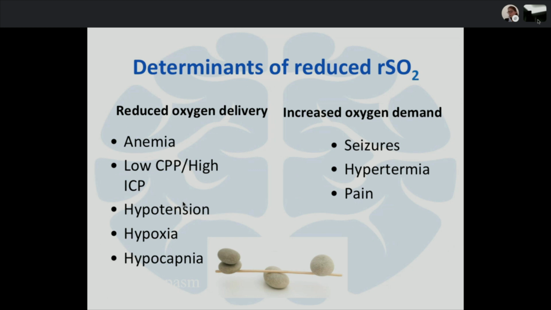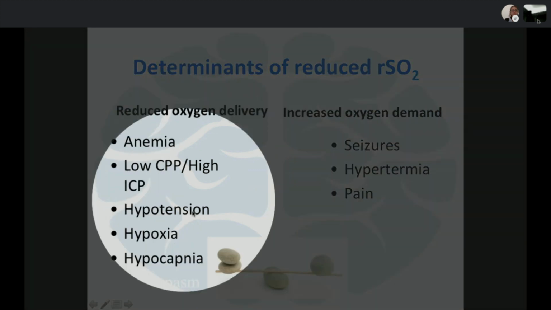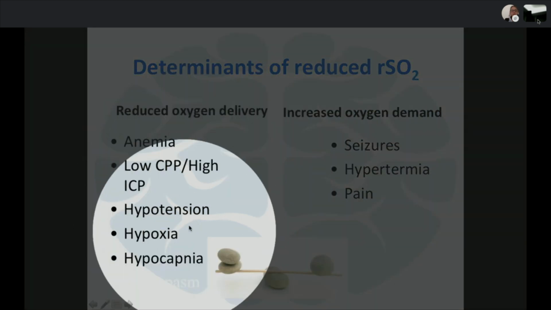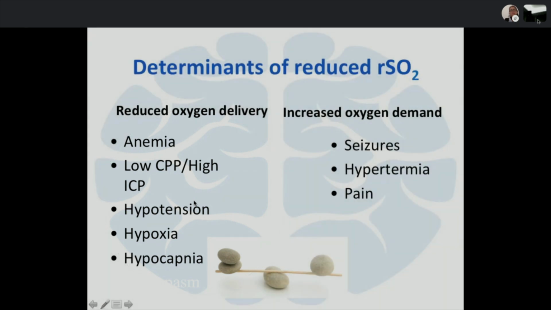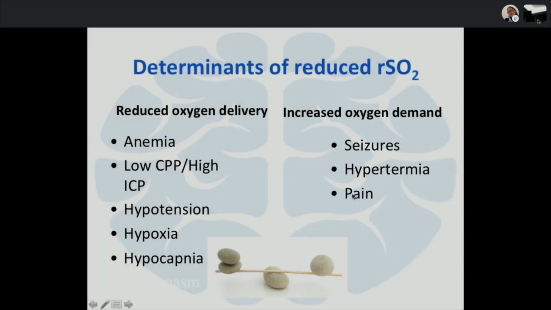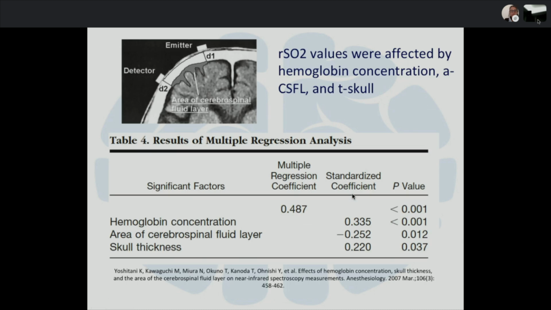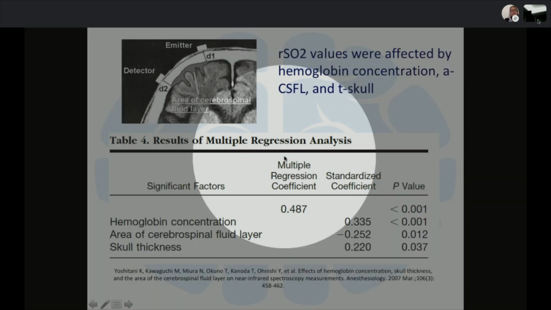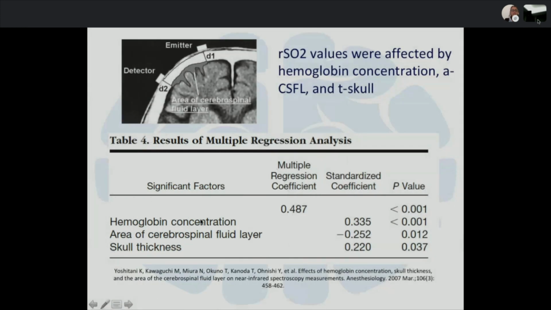Again, very similar to the other methods. So reduced oxygen delivery, anemia, CPP, hypotension, we already discussed this. So the pathophysiological mechanism is basically the same, or an increase of the oxygen demand, pain, hyperthermia, and especially the presence of seizures. And this is a paper which went to study which components are actually correlated with low values, or which actually affect the values of the cerebral saturation.